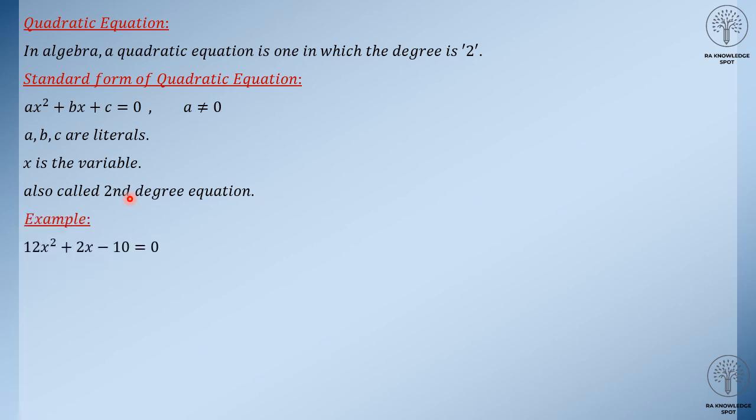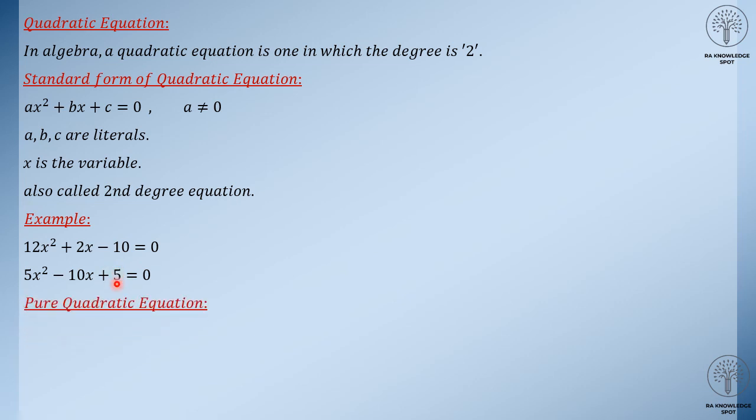Now you can see the example. This is 12x squared plus 2x minus 10. That is an example of a quadratic equation. Now this is 5x squared minus 10x plus 5 is equal to 0. This is also another example of a quadratic equation. Here the number that is written with x squared is a, just like this. Do the comparison. The number that is written with x is called b. Right now b is minus 10, and c, the lone number, the constant, is c.